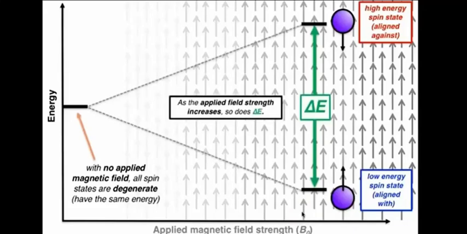which increases as the applied field strength increases. It means that when we use a stronger magnet, the gap between these two levels increases or decreases depending upon the strength of the magnet.